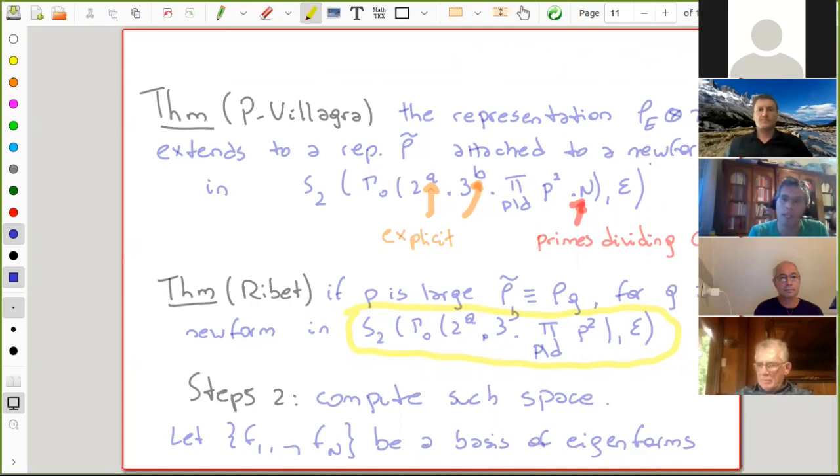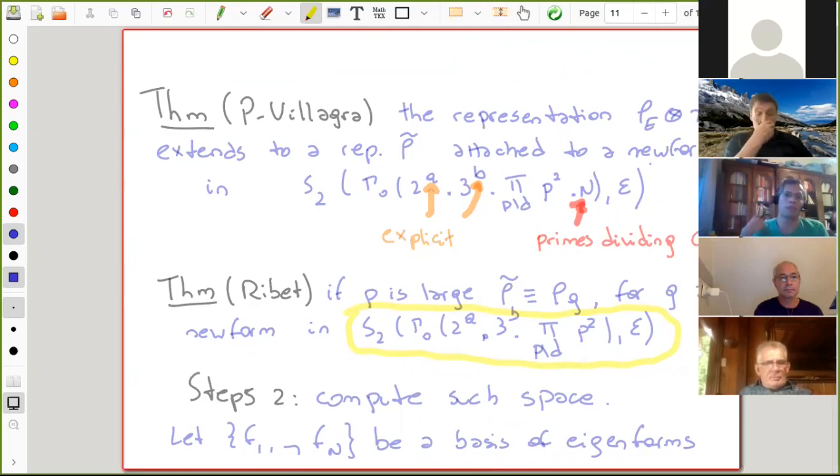Then all the primes that ramify in your quadratic extension are going to appear in the level. And then you have some extra primes, which have to do with the primes dividing the value of C, which appear to a pth power in the discriminant. So what do you do here?